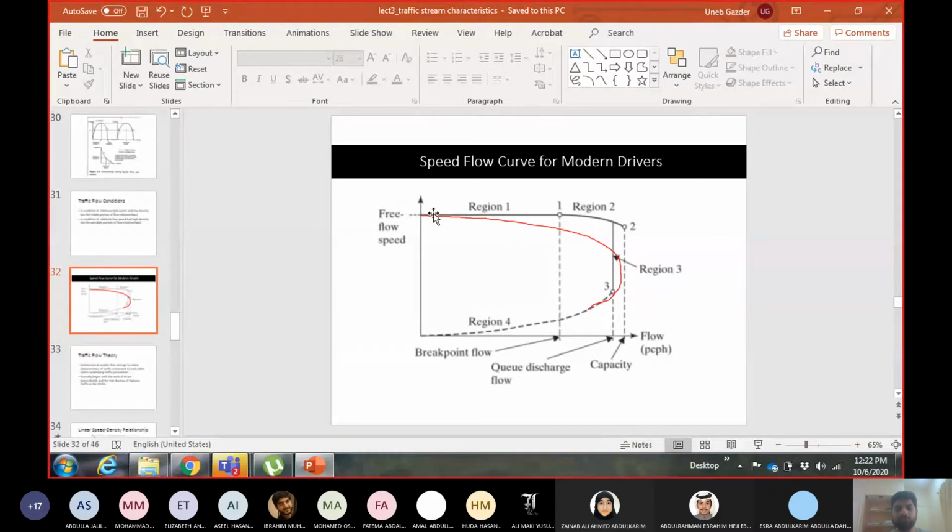Okay, so when the flow is almost zero, your speed is maximum. When the density is almost zero, the flow is almost zero, the speed is maximum. So you have the free flow speed. Now this speed is maintained even though the flow is increasing. You can see here, they are calling it region 1. So what is happening in region 1? The flow is increasing, but the drivers keep on going at fast speed.